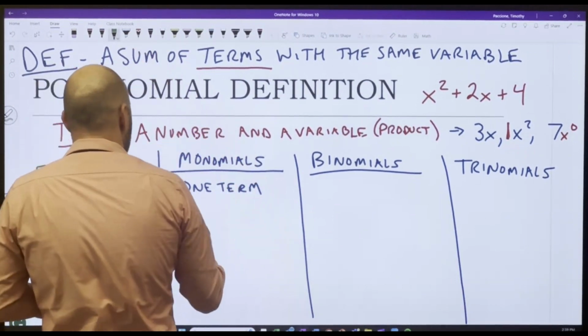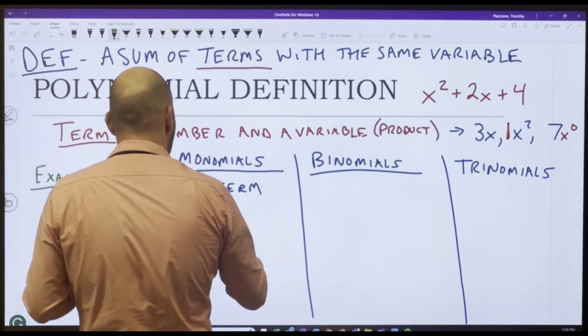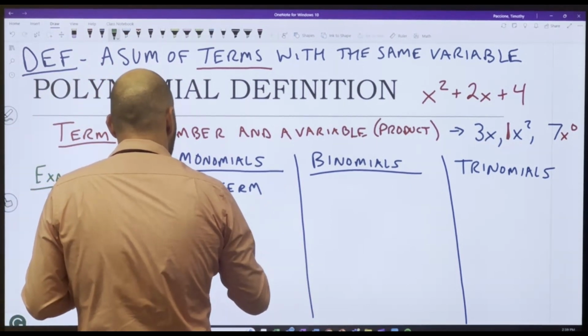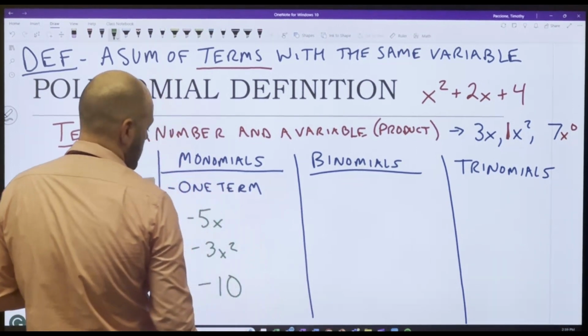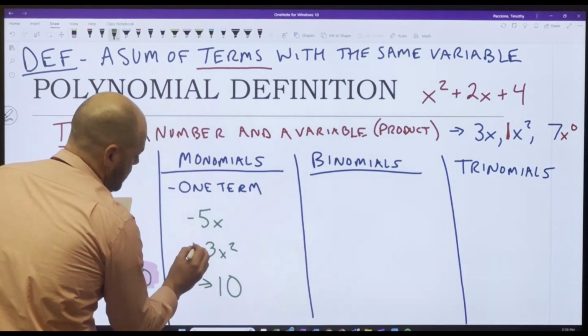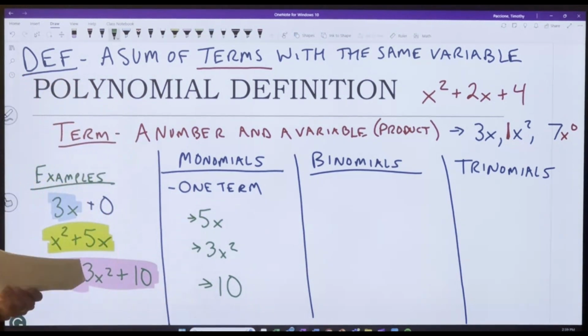So for instance, you might have 5x, 3x squared, or just like 10, right? These are all examples. Okay?